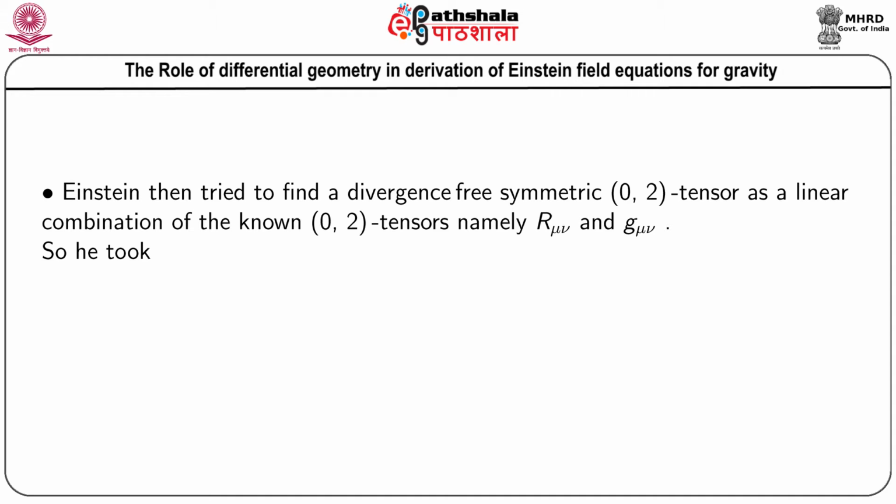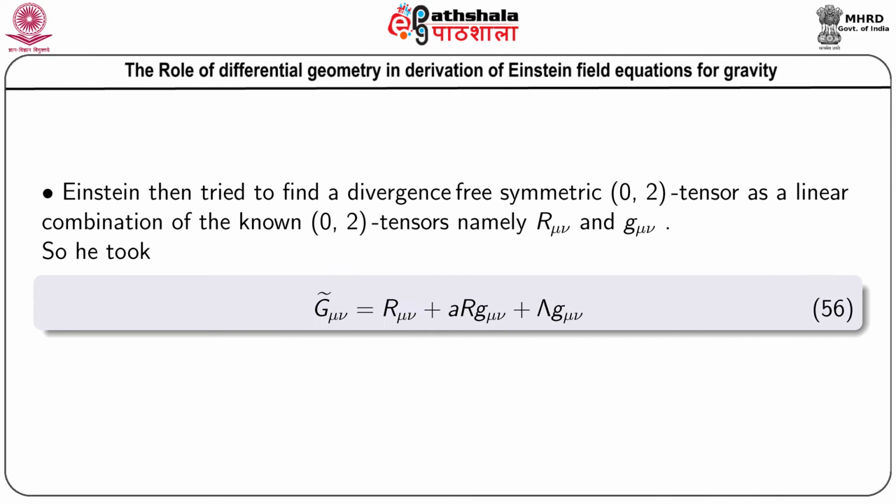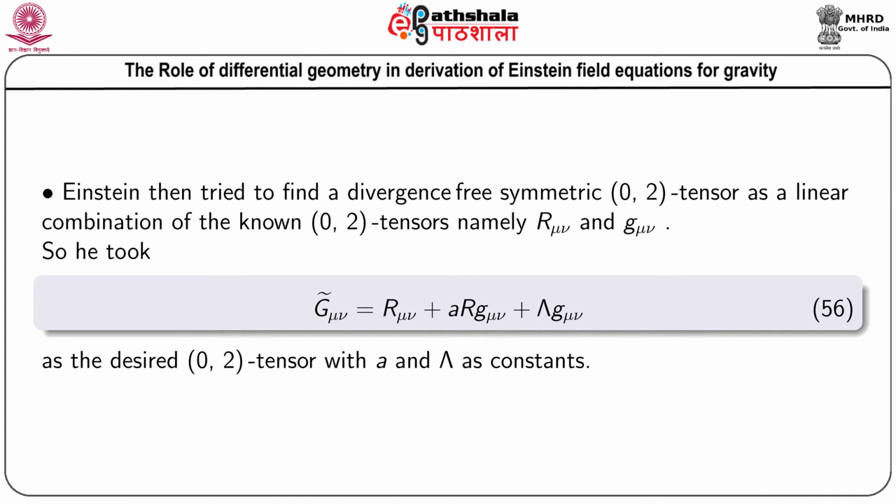So, Einstein considered the combination of these two tensors and he took this one capital G tilde mu nu equals to R mu nu plus A capital R G mu nu plus gamma G mu nu as the desired 0 to tensor with A and gamma as constants.